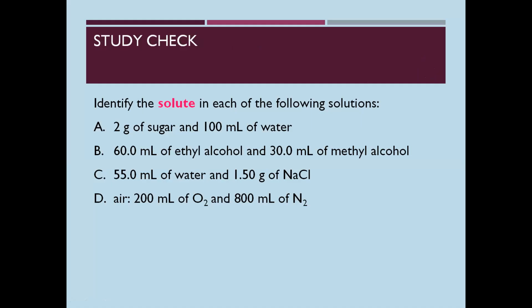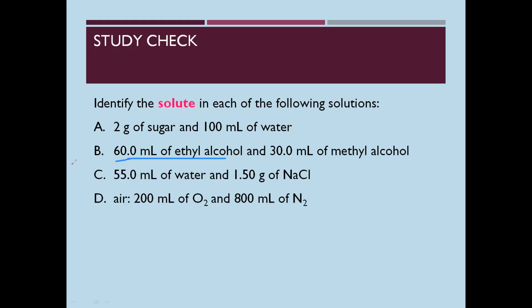So if we look at letter A, 2 grams of sugar in 100 milliliters of water, which one would be considered the solute and which one would be considered the solvent? Which one's the solute? So if we were to think about this, we have less of the sugar than we necessarily do of the water. So sugar would be the solute, and then the water would be the solvent. All right, let's try letter B.